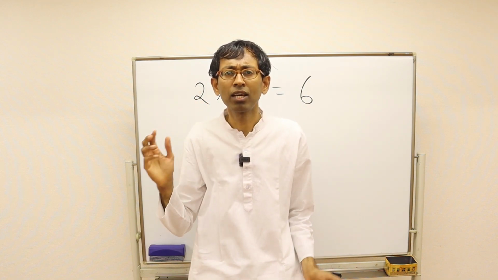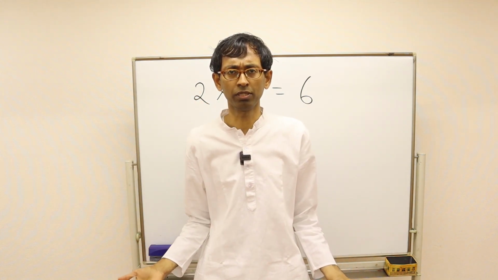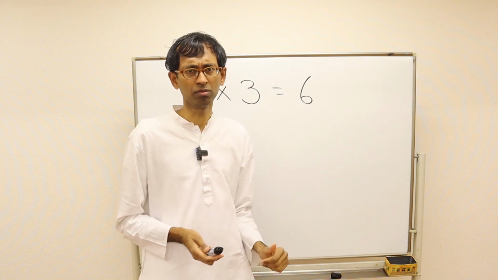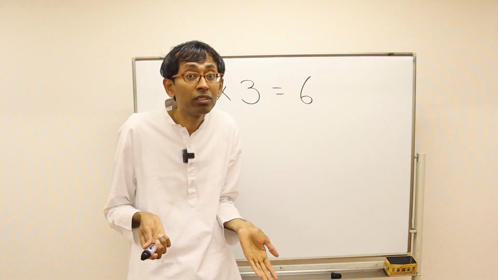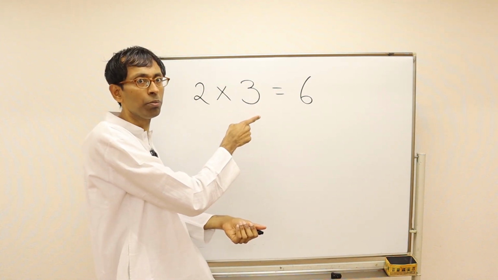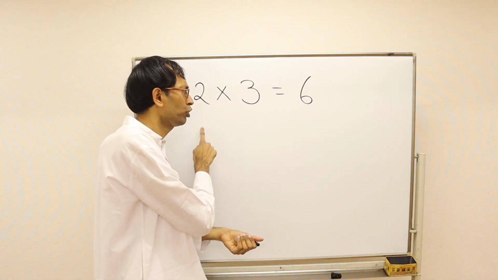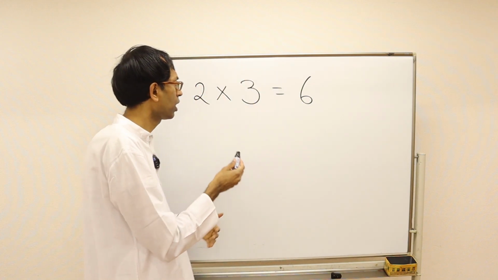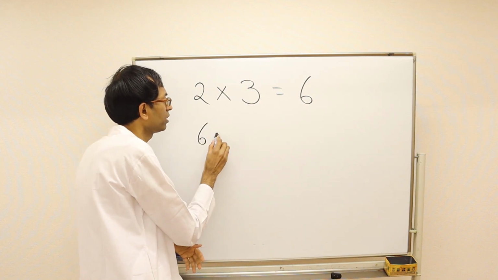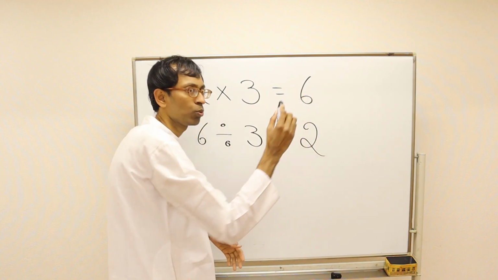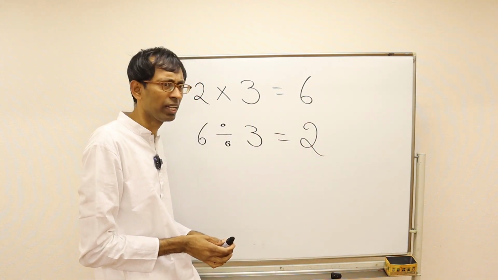Slowly open your eyes. Division is the opposite process of multiplication. We have already learned multiplication. So 2 times 3 is 6. This is your multiplication. What is multiplication? Multiplication is repeated addition. So 2 times 3 means you are adding 2 three times: 2 plus 2 plus 2 is 6. And now the reverse process, how we write it is 6 divided by 3 equal to 2. This is your division.